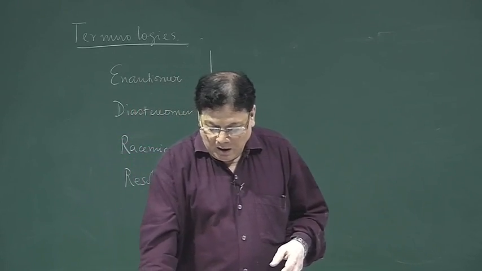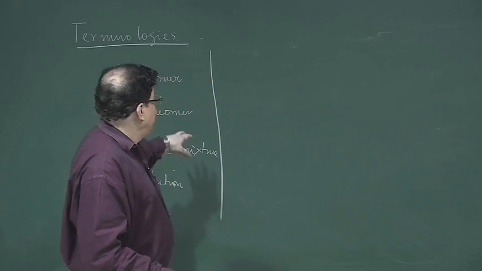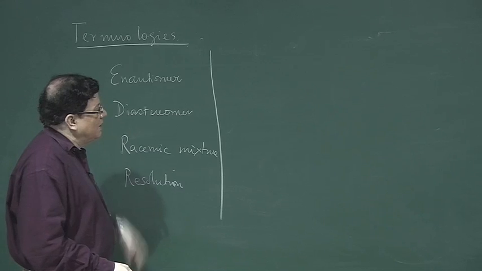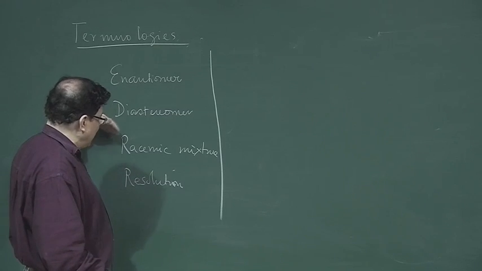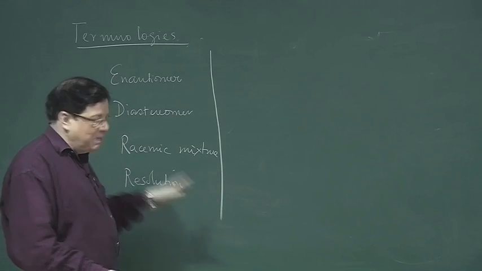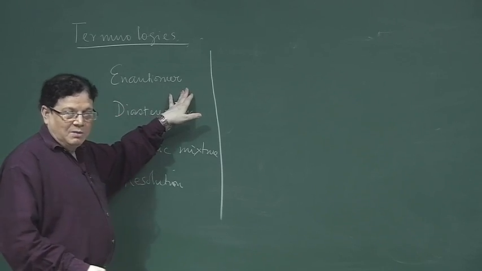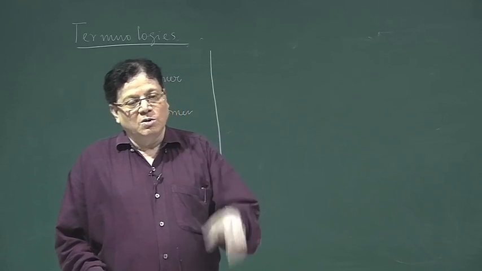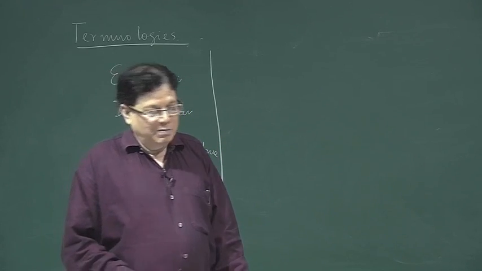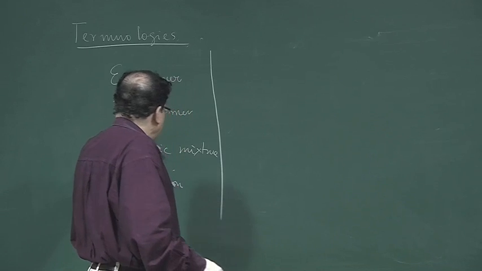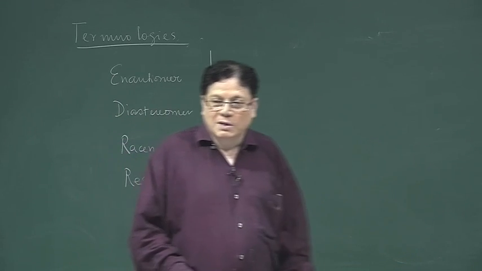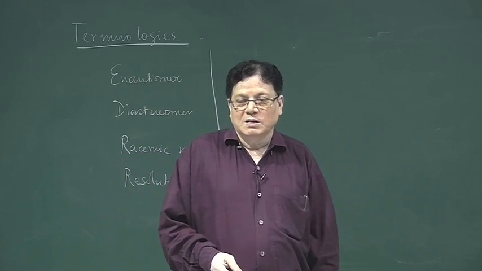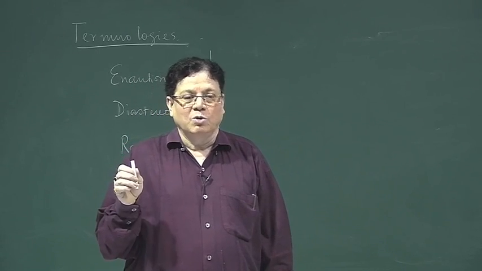Okay. Now, before I go further, let me again clarify some of the terminologies that are used in stereochemistry. We have been exposed to at least 2 or 3 of these, but let me repeat them. Enantiomers, what are enantiomers? They are stereoisomers which are non-superimposable mirror images of each other. They are chiral in nature. Diastereomers are stereoisomers, but they are not mirror images of each other. Now, what about the chirality of diastereomers? They may be chiral or they may be achiral, both.